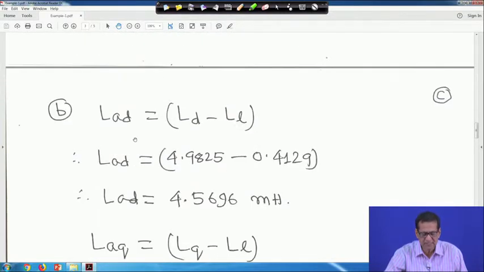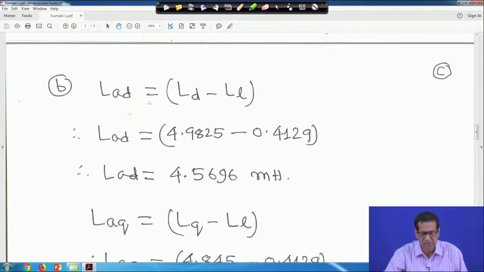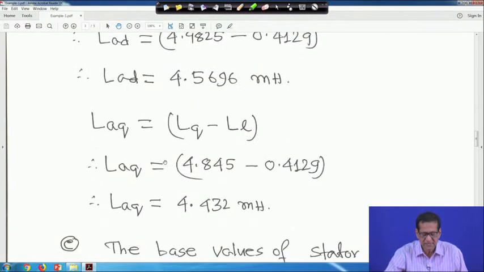Now, part B. It has been asked to find out your LAD and your LAQ. LAD is actually equal to LD minus LL. This already we have seen. Therefore, LAD is equal to 4.9825 minus 0.4129. So LAD is equal to 4.5696 millihenry. Similarly, LAQ is equal to LQ minus LL. So LAQ is equal to 4.845 minus 0.4129, which is 4.432 millihenry. Straightforward, you only have to put those data in the formula.